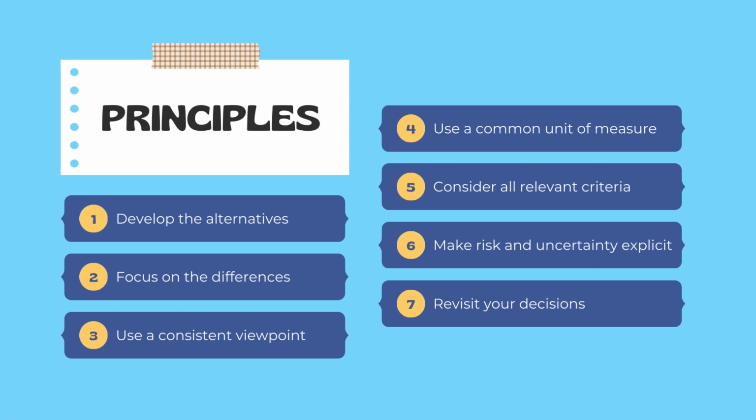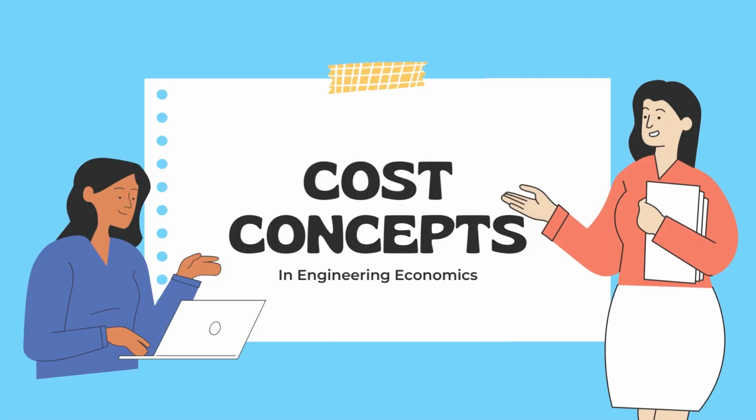First is to develop the alternatives. Second, focus on the differences. Third, use a consistent viewpoint. Fourth, use a common unit of measure. Fifth, consider all relevant criteria. Sixth, make risk and uncertainty explicit. And the last, revisit your decisions.